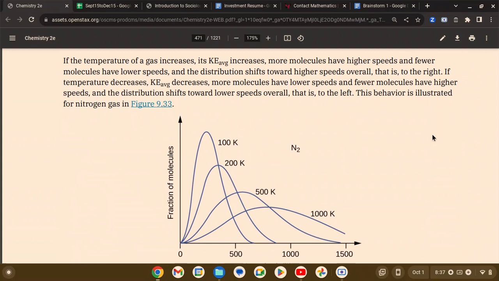If the temperature of a gas increases, its average kinetic energy increases. More molecules have higher speeds and fewer molecules have lower speeds, and the distribution shifts towards higher speeds overall, that is, to the right. If temperature decreases, the average kinetic energy decreases. More molecules have lower speeds and fewer molecules have higher speeds, and the distribution shifts toward lower speeds overall, that is, to the left. This behavior is illustrated for nitrogen gas in figure 9.33.